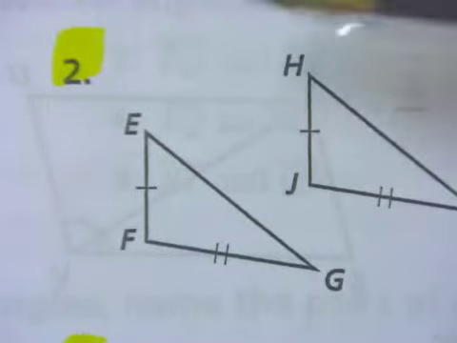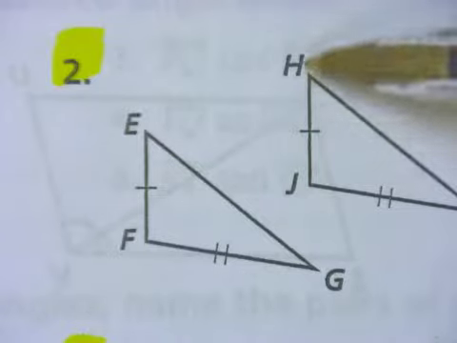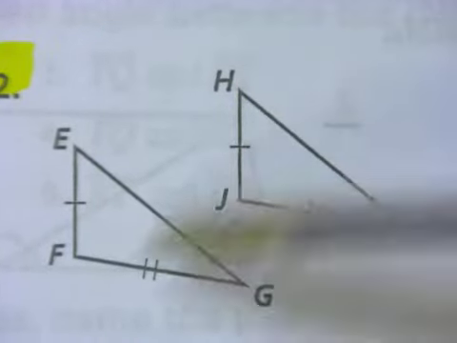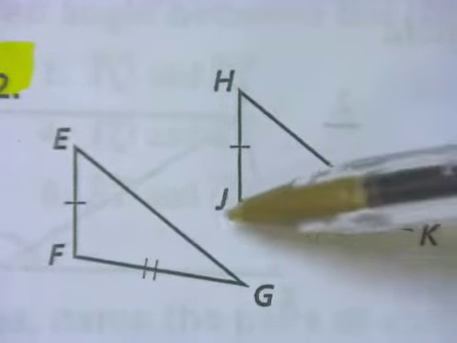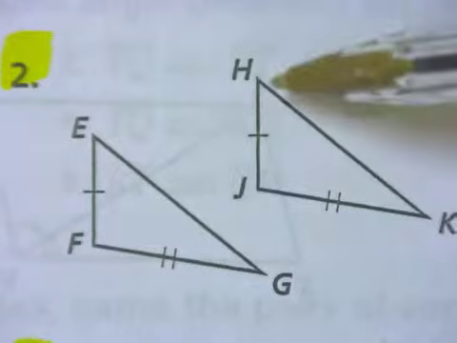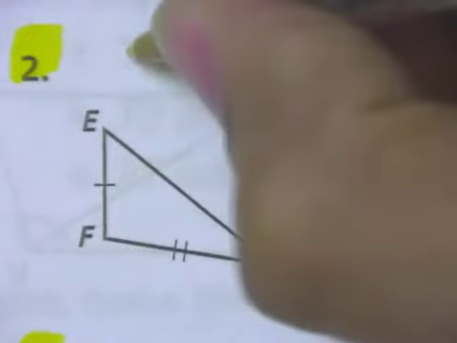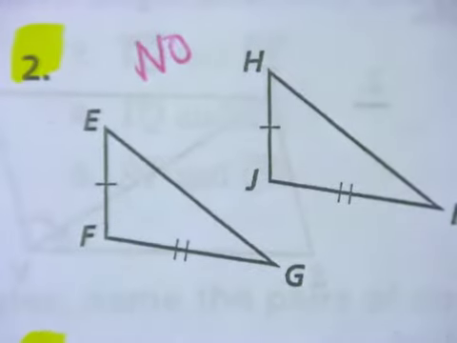Let's take a look at number 2. Number 2, I know that this side here, or segment EF, is congruent to segment HJ. I also know that segment FG is congruent to segment JK, but I don't have any indication or any proof that EG is in fact congruent to HK. And being that I don't have any proof then, I'm just going to say that no congruency can be determined.